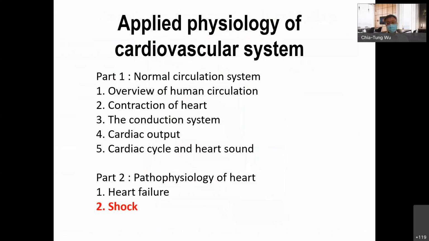So when you go to the hospital 2 or 3 years later, you will have a basic concept of heart failure, and you can face our patients. So next, I will talk about a serious situation we call shock.